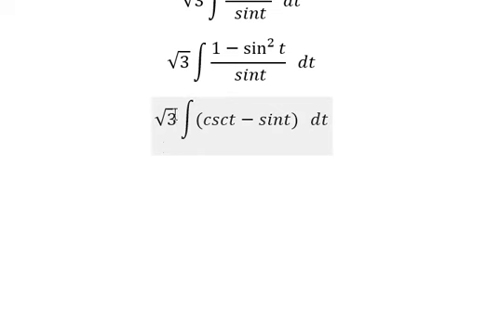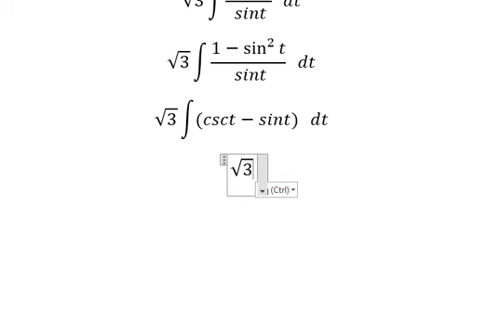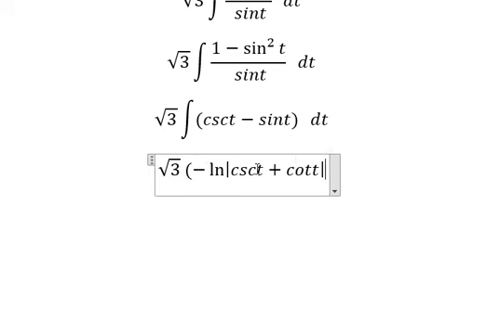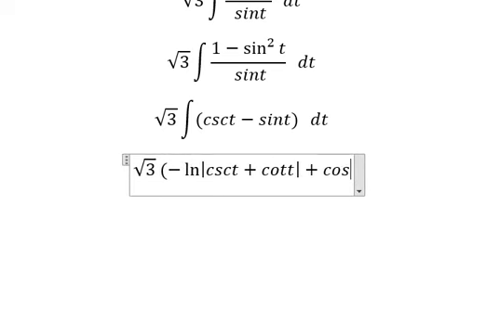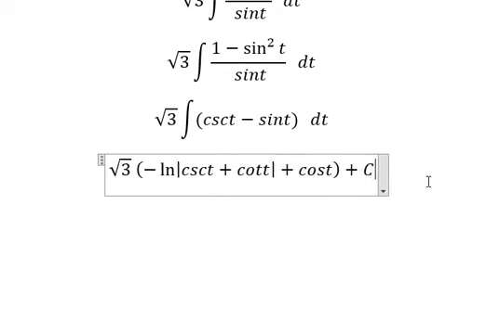And now we have the final answer. The integration of this one, we have negative ln of the absolute value of cosecant of t plus cotangent t. Negative sine t, we have positive cosine t. And then we put c.